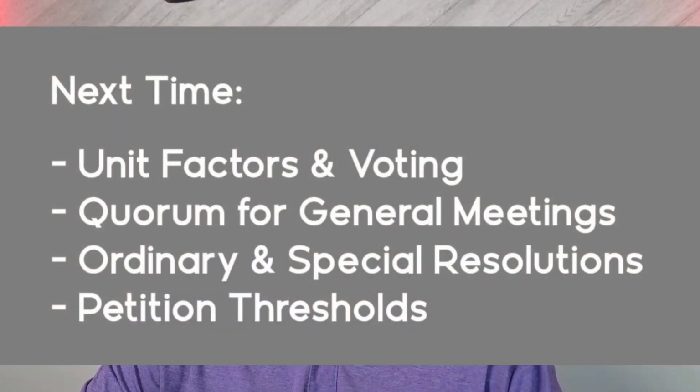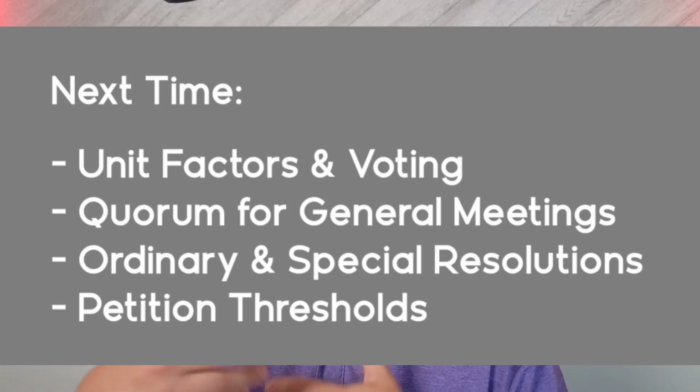Next time, we're going to delve into how unit factors and unit owners affect voting and resolutions. So this is when you want to call a special meeting. This is when you change your bylaws, change your standard insurable unit description. How many people do you need to vote, and how many unit factors do you need represented in order to get something done by the larger group of ownership?